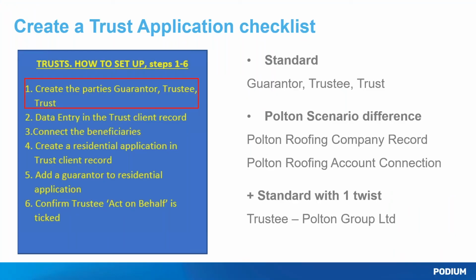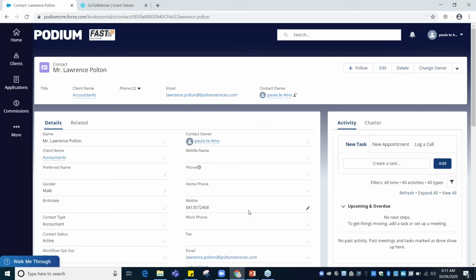Let me jump back into the PowerPoint here, folks. So that ticks off the middle section here, the Polton scenario difference. We've created the Polton Roofing Services Company record, and we've also noted all of the connections. So let's create the guarantor, trustee, and trust for the Polton Family Trust itself. So the guarantor for the trust is Steve Polton.